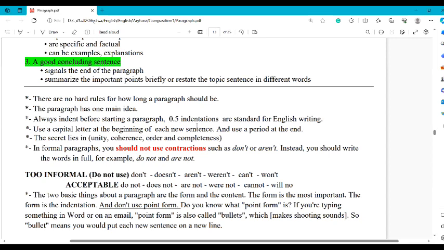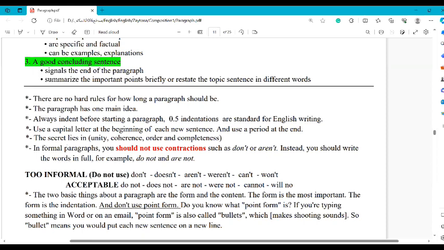I need to leave a 0.5 space before I start writing. Very good. Before the beginning of the paragraph, okay? 0.5 is approximately 5 letters. For example, how many letters do we have here? 1, 2, 3, 4, 5. So this is 0.5 indentation, okay? So I can delete this and make it blank and empty.